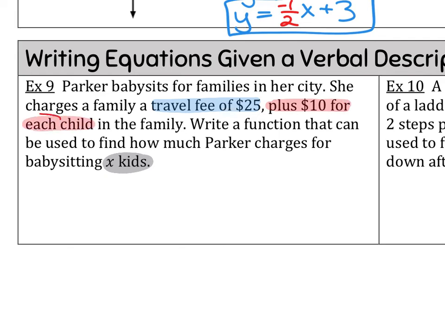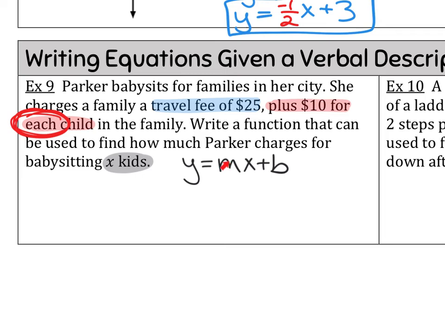Does anyone know what the word each tells me? Christian's saying it. Christian, what are you saying? Each tells me to multiply. In my formula, y equals mx plus b, where am I multiplying? Am I multiplying here? No. Am I multiplying here? Yes. Two things smushed next to each other, that's multiplied, right?